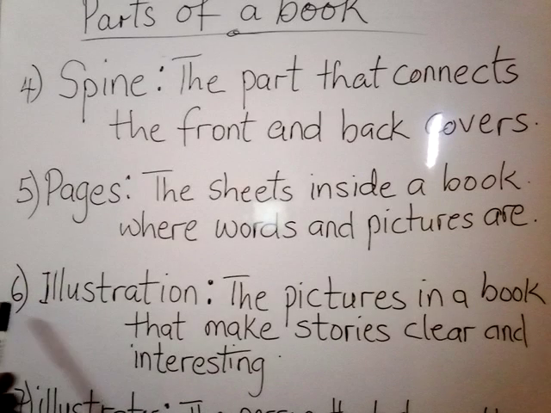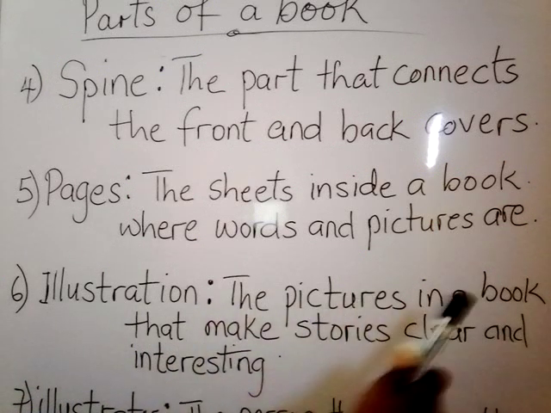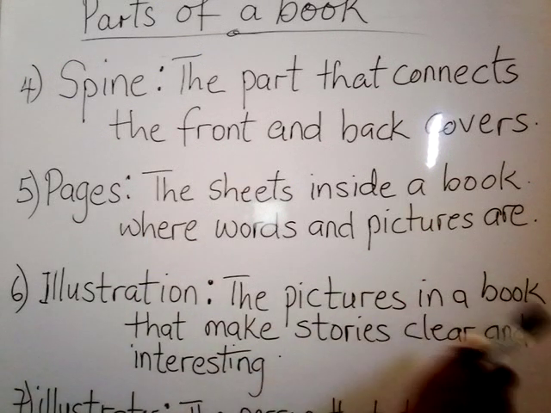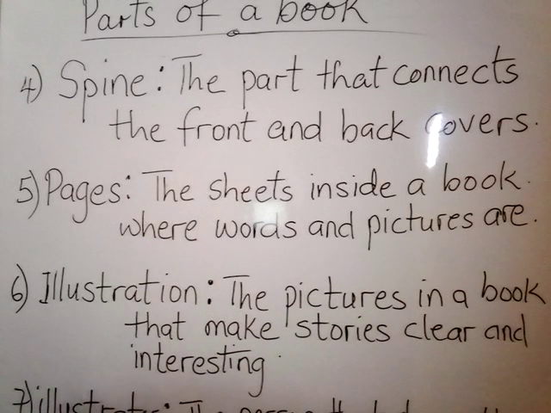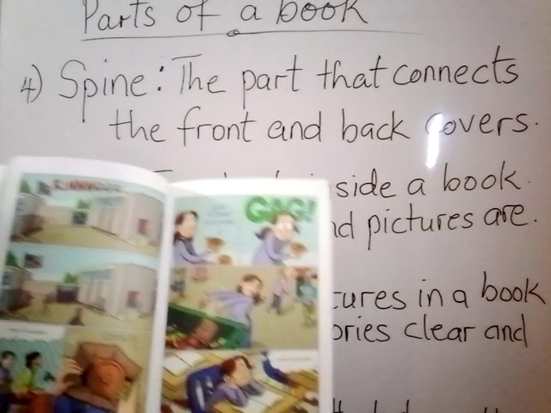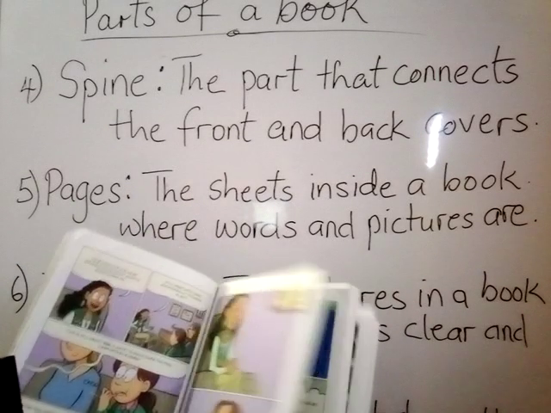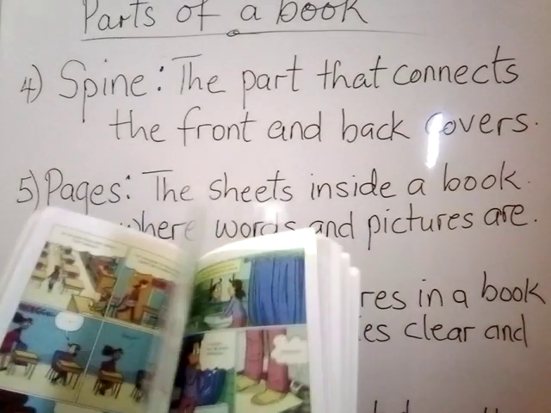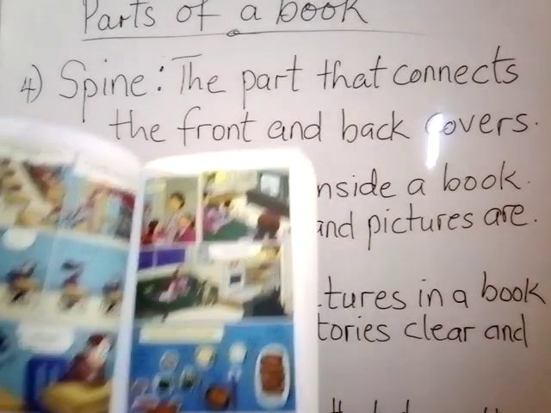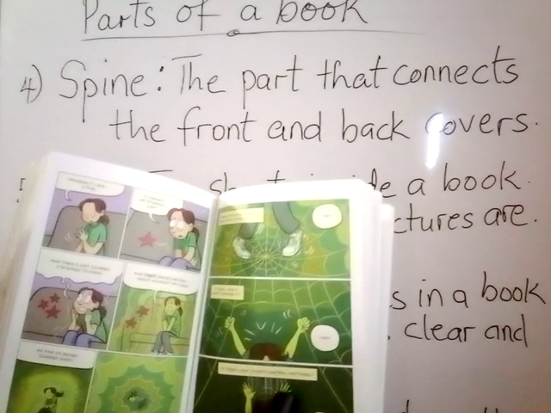Okay. The next one is illustration. Illustration refers to the pictures in a book that make stories clear and interesting. The pictures in a book that make the story or whatever the message is clear and interesting are referred to as illustration. If you take a look again at this book, you see some pictures. This book is majorly a picture book, though there are words, but it has a lot of pictures. All these pictures you are seeing are telling the story and making the story more interesting. So these are illustrations. When you say illustrations, they refer to the drawings in a book.